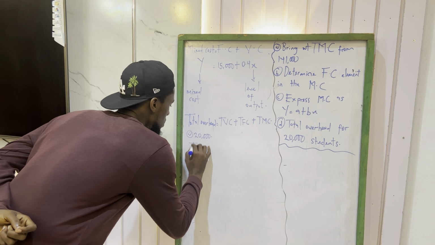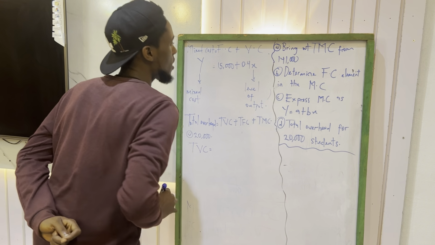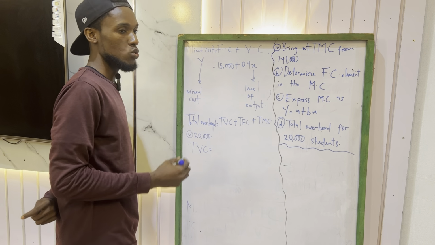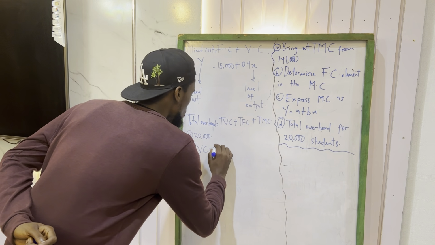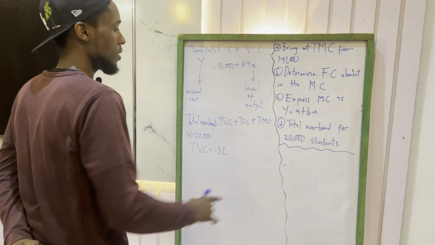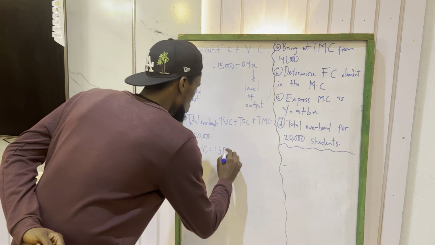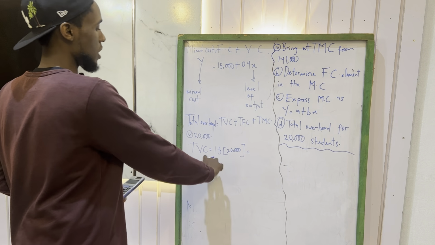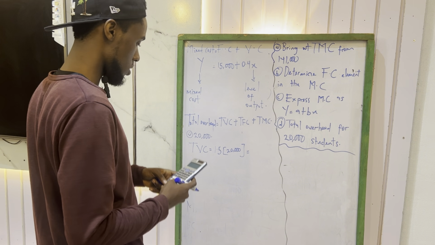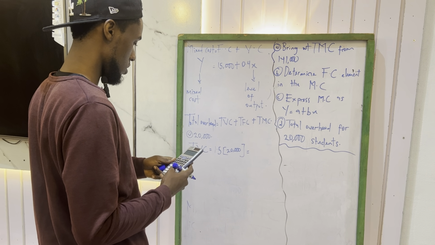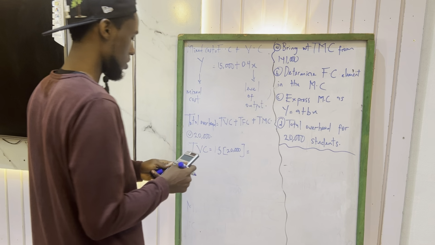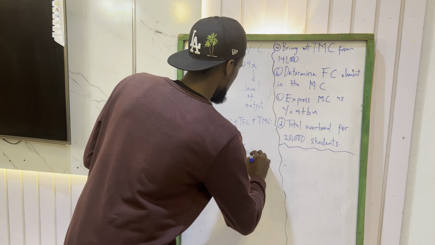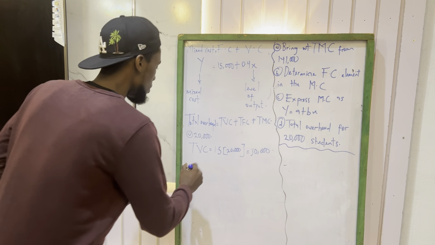Total variable cost. Remember, from the calculation we did at this point, we got this variable cost per unit to be 1.5. So that will be 1.5 times the level of output or level of activity, 20,000. Variable cost always has this symbol with it. Sorry, I pressed plus instead of multiplication. 30,000.